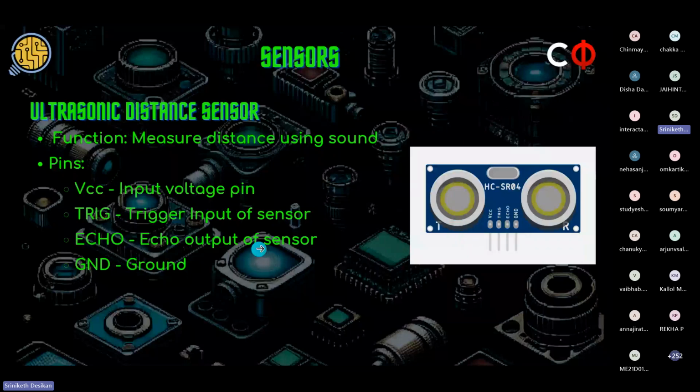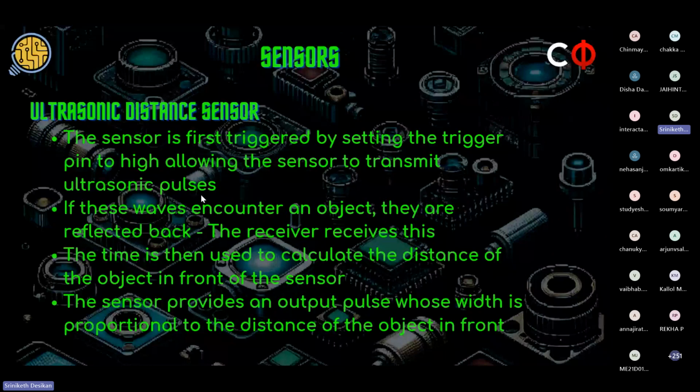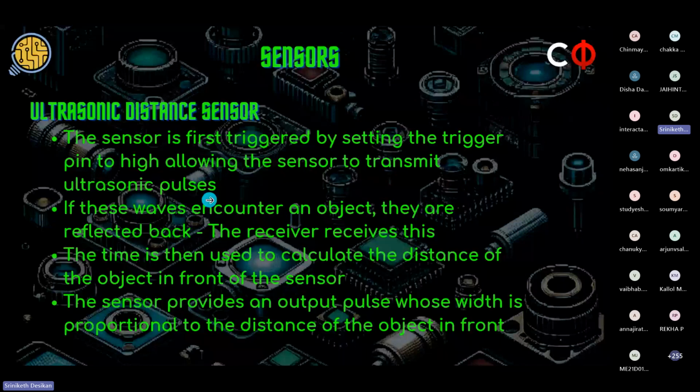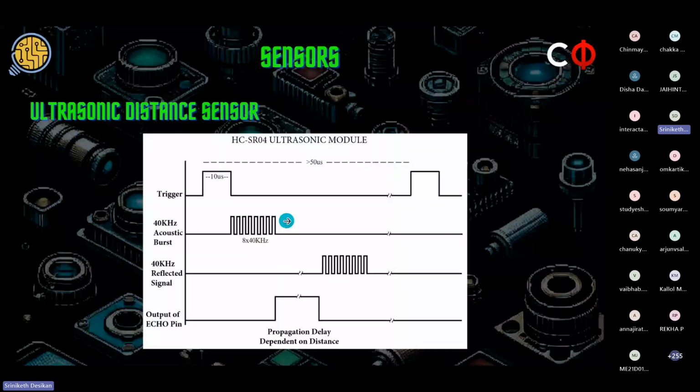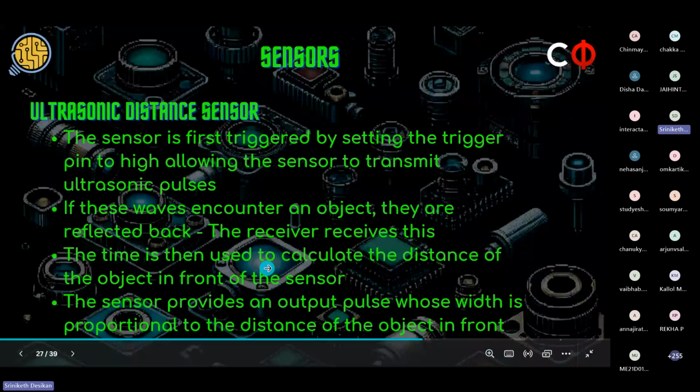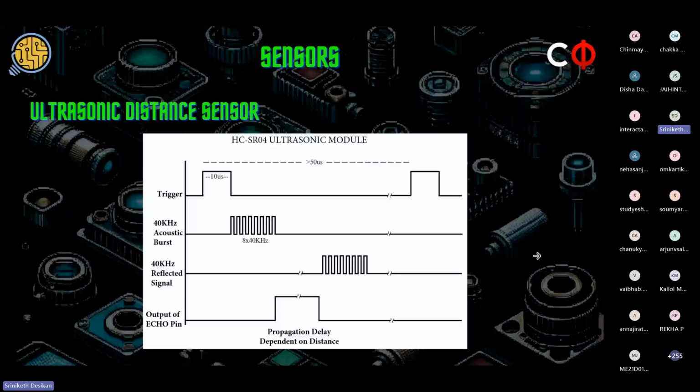So how does it work? The sensor is first triggered by setting the trigger pin to high. The trigger pin initially takes an input pulse of 10 microseconds. If we make the trigger pin high for 10 microseconds, the sensor will get activated, as shown here. Then the sensor will send ultrasonic pulses at 40 kilohertz. Eight pulses at 40 kilohertz will be sent from the sensor, and immediately the output pin, which is the echo pin, will go high, and the echo pin will remain high until the pulses hit some object and return back to the sensor so the sensor can detect.